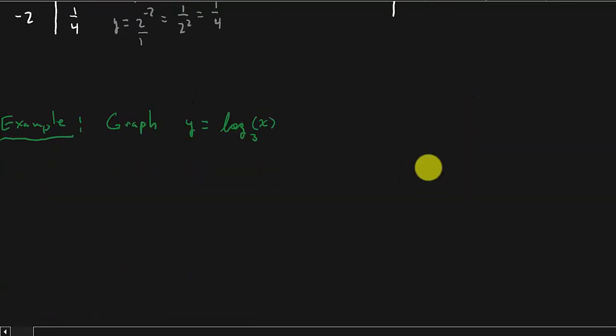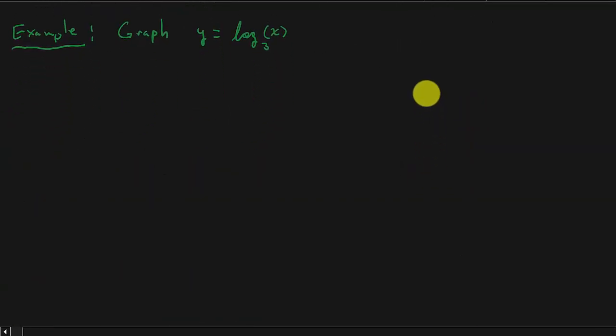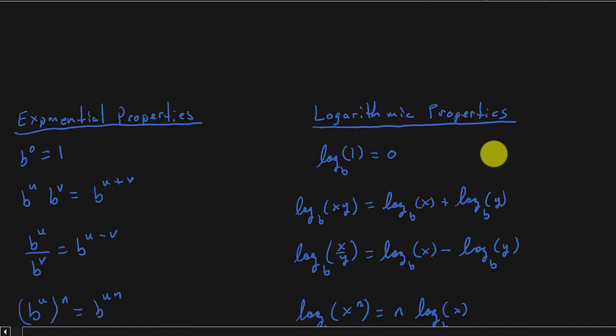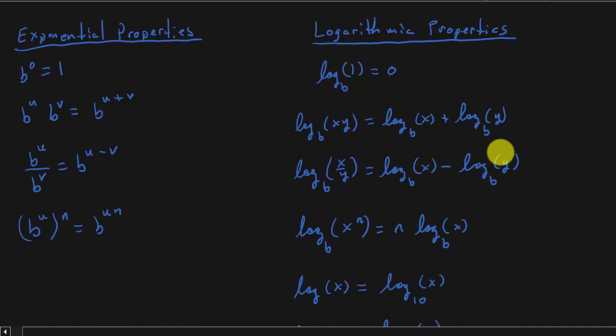All right. Now, let's look at this. We want to graph y equals log of x with base 3. But before I do that, let's come down here and go over some properties. Okay? All right, so let's look at the exponential properties. Anything raised to the 0 is 1. Okay? So anytime, no matter what the base is, if you raise it to the 0 power, you get 1 as an answer.